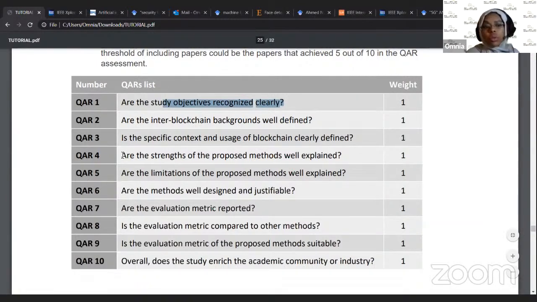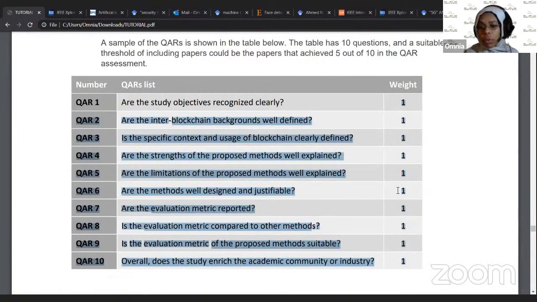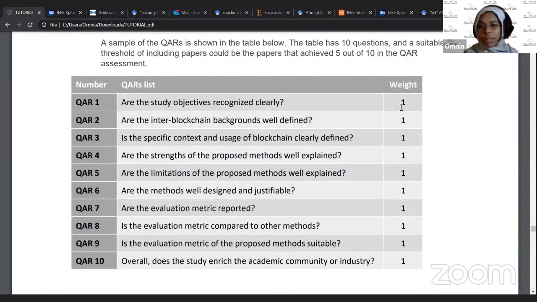We can also ask general questions such as, did they talk about the strength of their mechanism? Did they talk about the limitation of their mechanism? We're just trying to ask, was this paper good enough? And so on. As you can see here, there are some weights for the questions. You can give them whatever you want. However, the standard way is to give a weight from 0 to 1 for every paper.